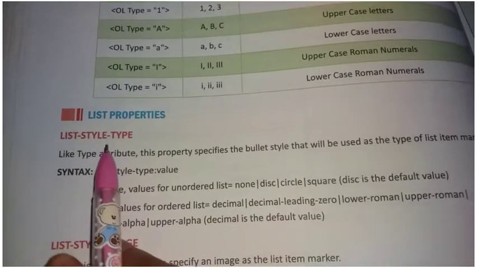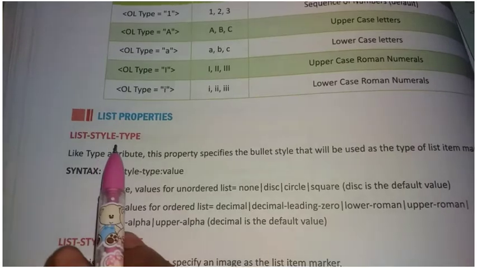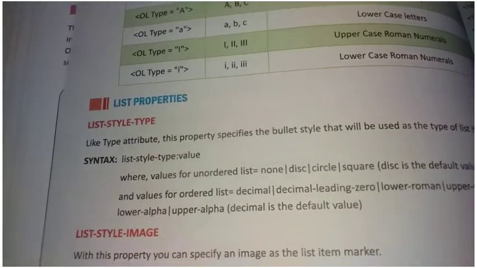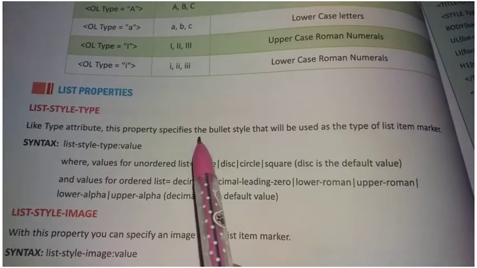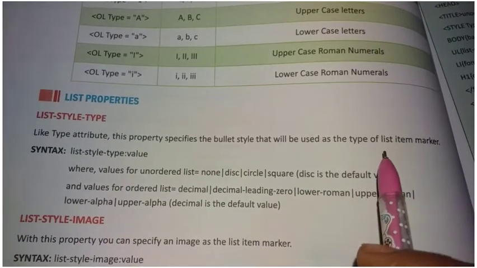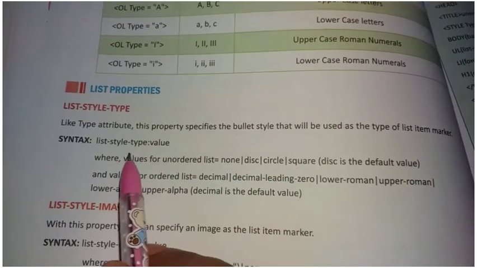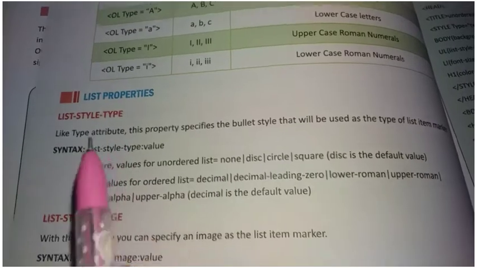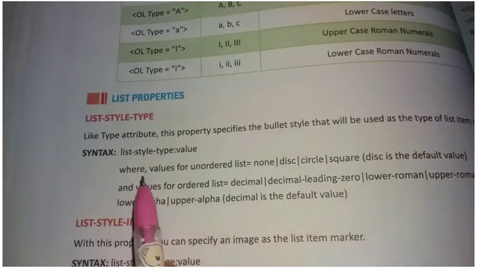Now next, let's see list properties. What are the different types of list properties we have? List style type. This property is used to specify the bullet style which will be used as the specified type of its item marker. So what it is saying is that it is used to specify the bulleted list, which style you want. Let's see the syntax here.